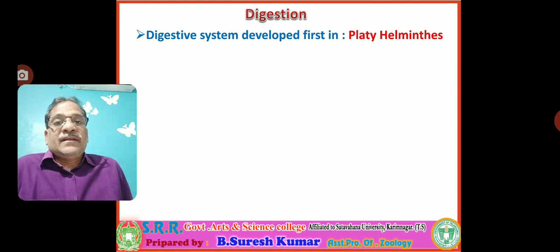Chordates, the prominent notochord is present. In some, that notochord is replaced by a vertebral column. They are called vertebrates. So if we observe non-chordate triploblastic and chordate triploblastic, the development of the digestive system is completely different according to their feeding mechanism, according to their feeding habits, according to their requirement. The digestive system attained complexity. First time the digestive system developed in Platyhelminthes.